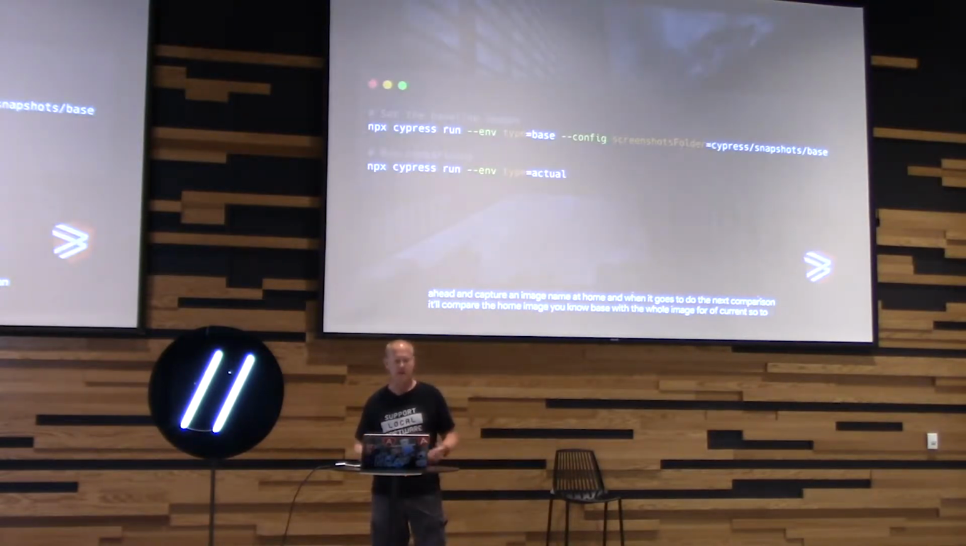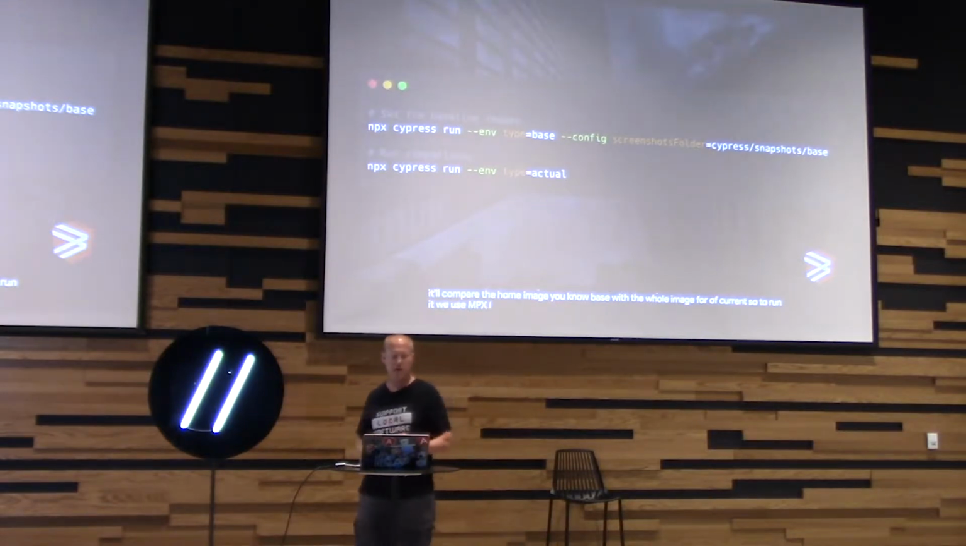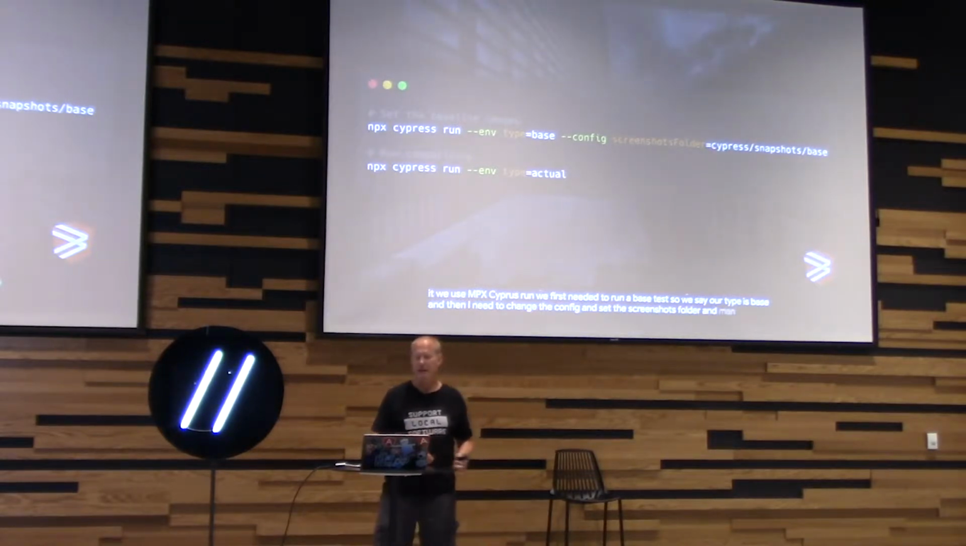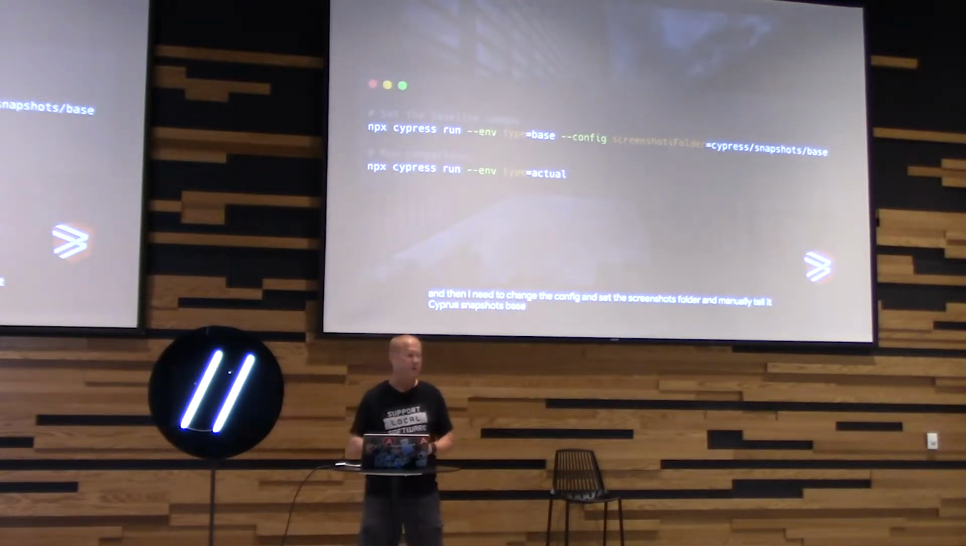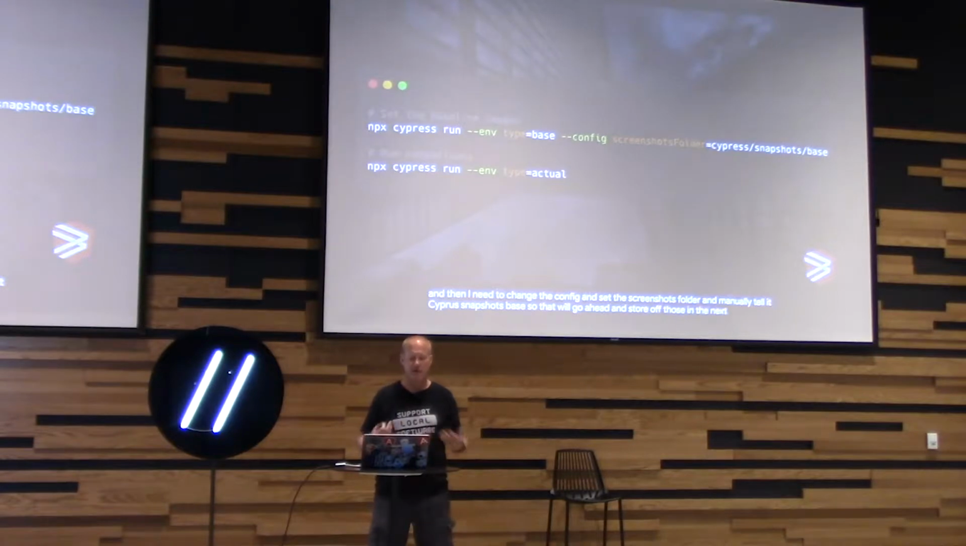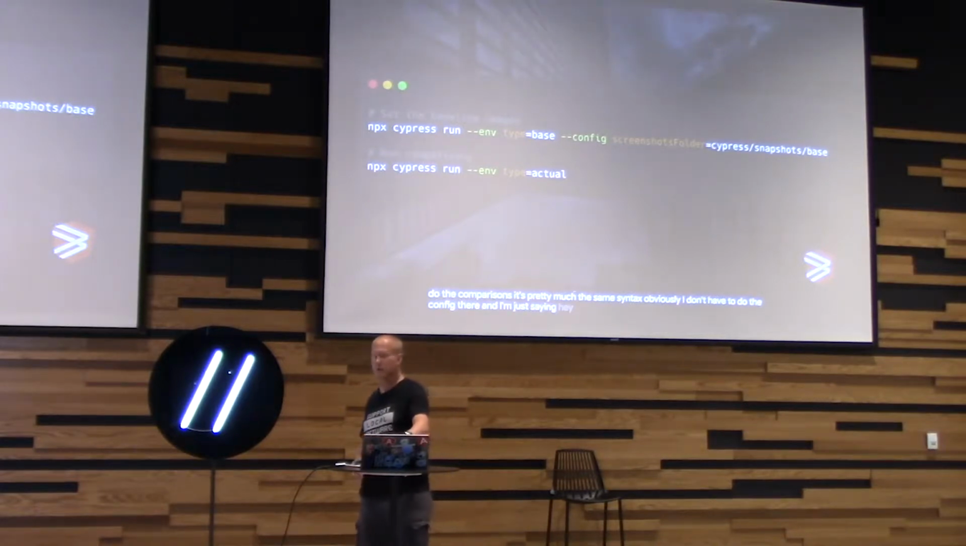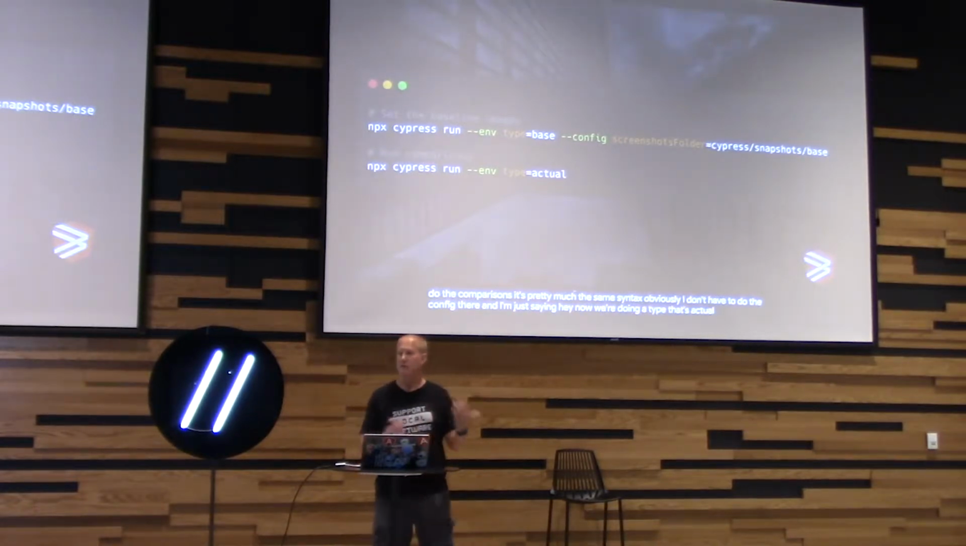So to run it, we use npx cypress run. We first need to run a base test. So we say our type is base, and then I need to change the config and set the screenshots folder and manually tell it cypress/snapshots/base. So that'll go ahead and store off those. And the next time I run it to do the comparisons, it's pretty much the same syntax. Obviously, I don't have to do the config there. And I'm just saying, hey, now we're doing a type that's actual. Now it's going to do the comparisons.